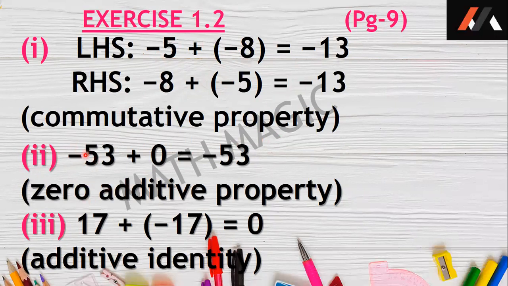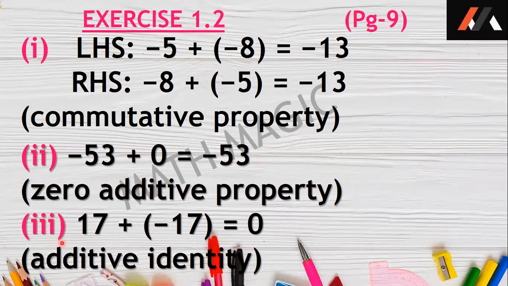2. Minus 53 plus 0 gives minus 53. When 0 is added to any integer, we will get the same integer back. This is known as zero additive property. Zero additive property states that when 0 is added to any integer, we will get that integer back.